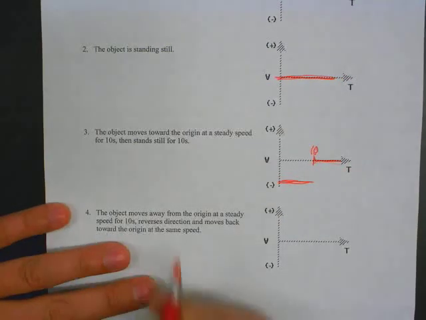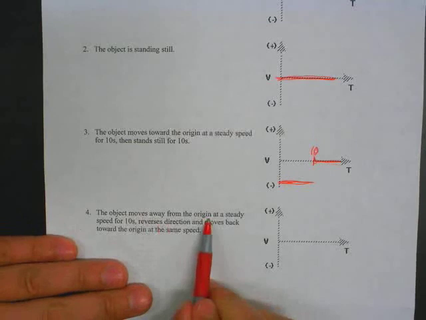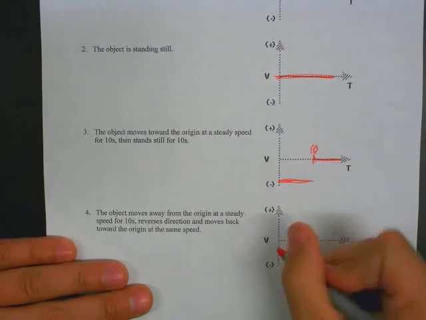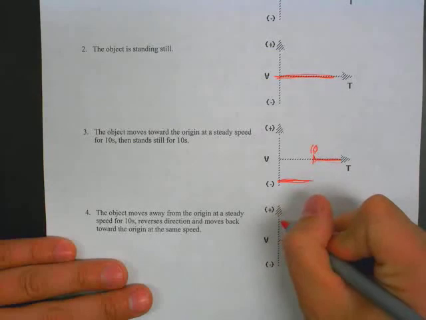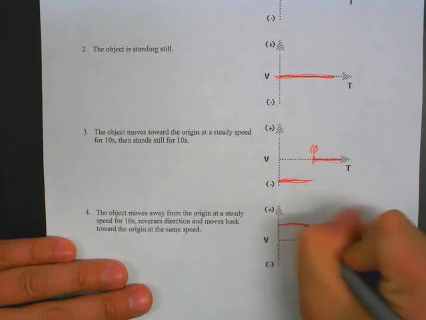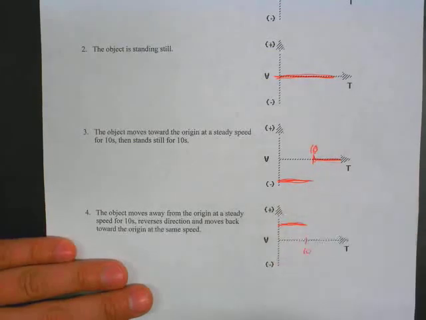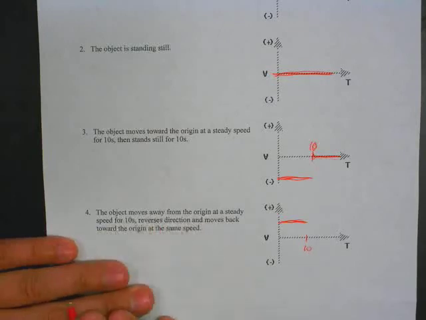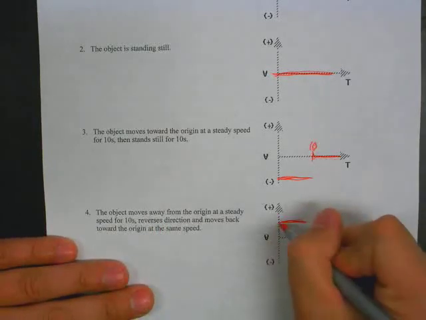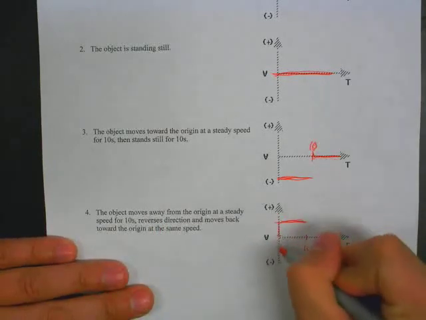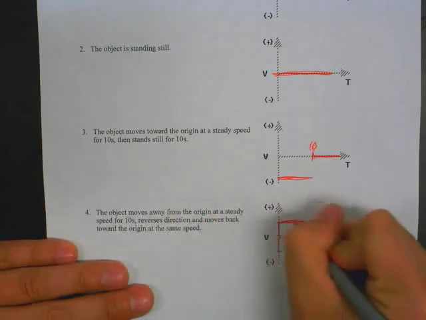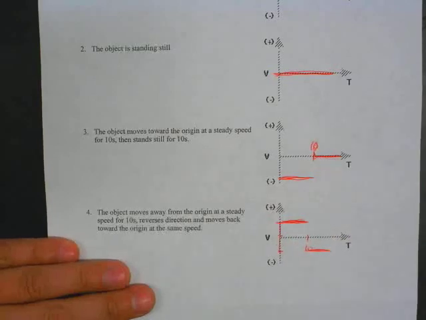Now we're moving away from the origin. So let's assume again that away from the origin means we're running north. So that means we're going to run with a positive velocity for 10 seconds. Again, we'll mark this as 10 seconds. And then he reverses direction and moves back at the same speed. So since it's the same speed, we want to make sure this distance right here is the same as this distance right here. But since he's changed direction, we have to show that by making it, it was a positive velocity, now it's a negative velocity.